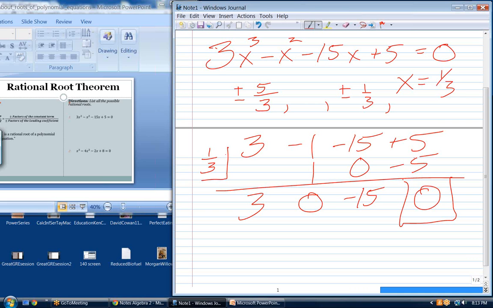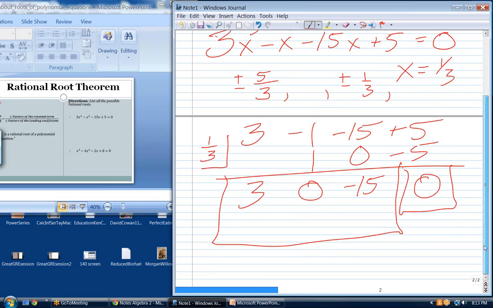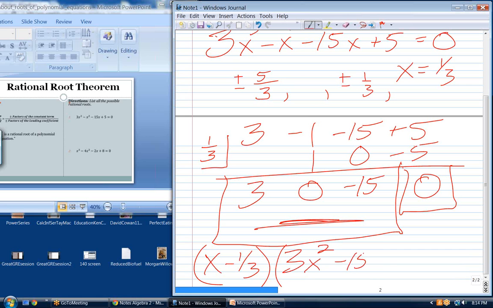Notice that when I synthetically divided this by 1/3, what I got was the result of that division. In other words, now I know what my factors are for this polynomial. They're x minus 1/3. That's one of them. And what's left over? This quadratic, 3x squared minus 15.